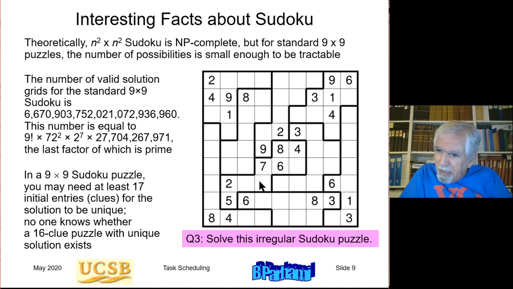So 1, 3, 9 here. Again, 9 is not possible, so 1 or 3 would be the options there. And all 3 possibilities, 1, 3, 9, can go there. I can't decide at this point, but I can make that notation on the puzzle in case I can resolve the ambiguity later on. So question 3 is for you to solve this irregular Sudoku puzzle. It's a challenge because it's unlikely that you have seen this before.